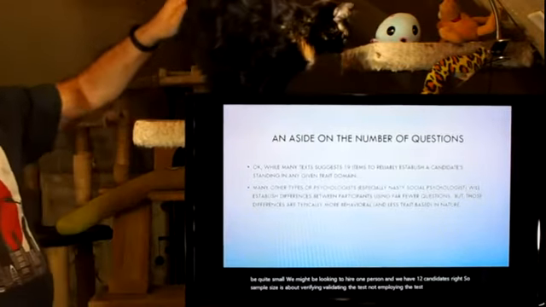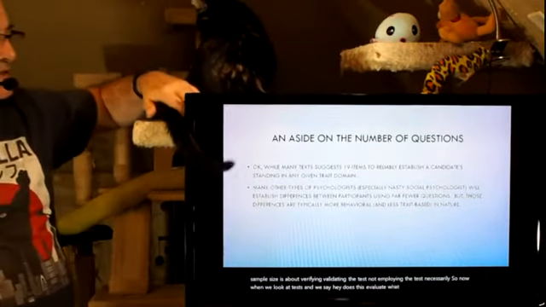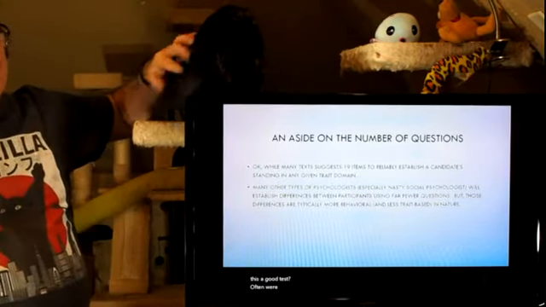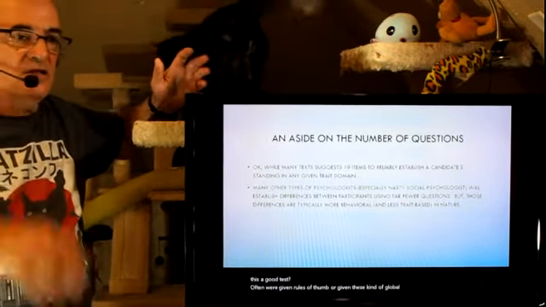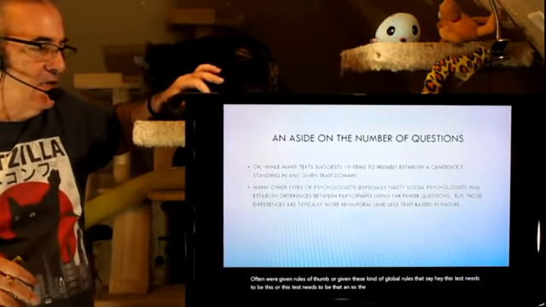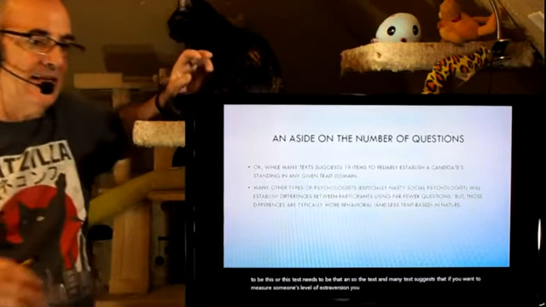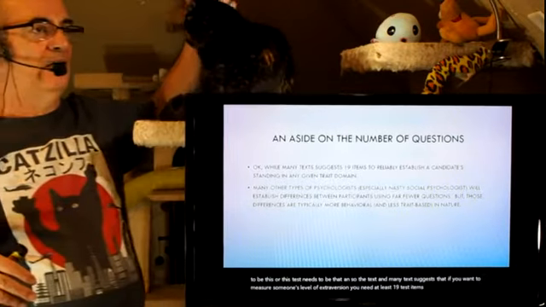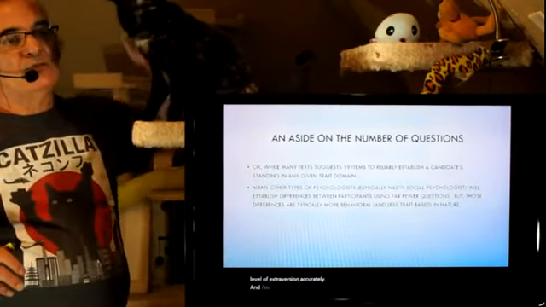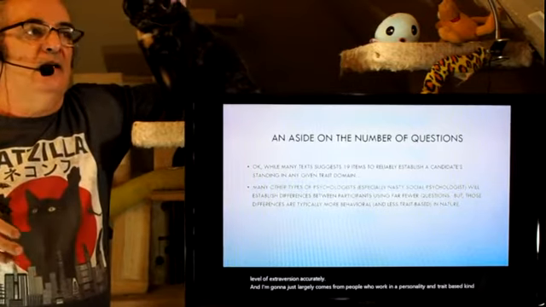So now when we look at tests and we say, hey, does this evaluate what it's intended to evaluate? Is this a good test? Well, often we're given rules of thumb. We're given these kind of global rules that say, hey, this test needs to be this, or this test needs to be that. And so the text, and many texts, suggest that if you want to measure someone's level of extroversion, you need at least 19 test items to assess their level of extroversion accurately. And this largely comes from people who work in a personality and trait-based kind of context.